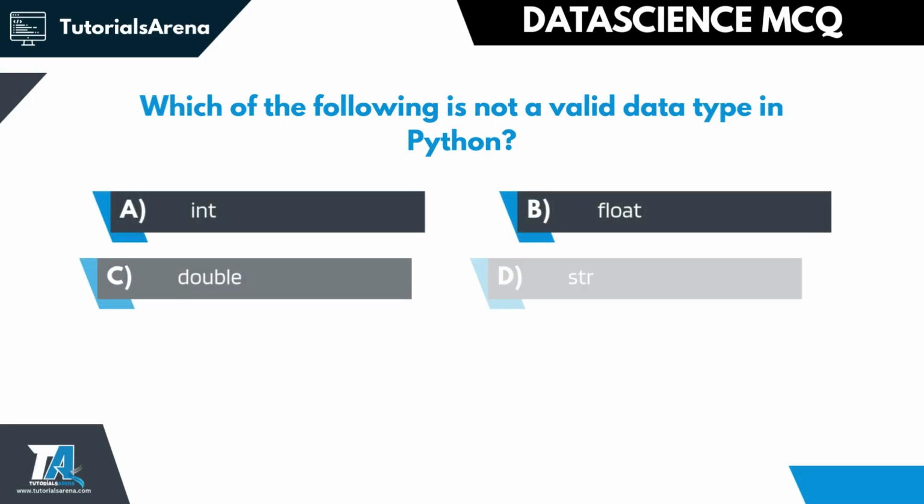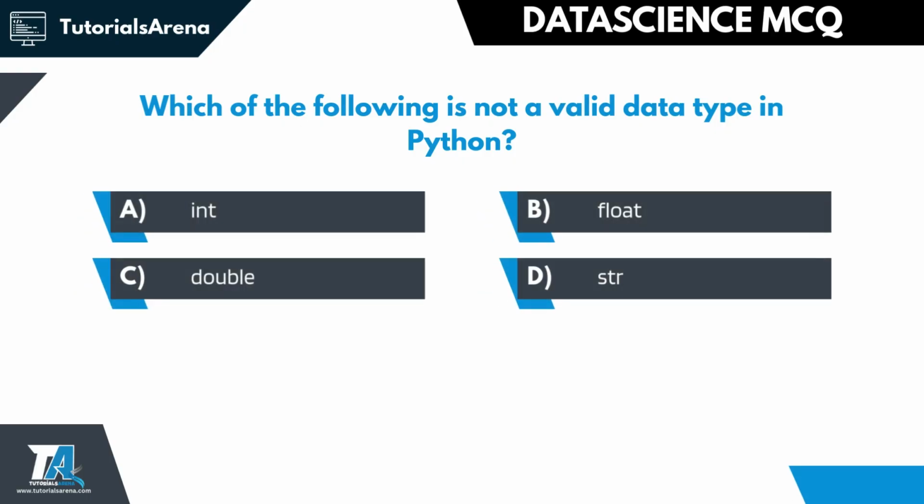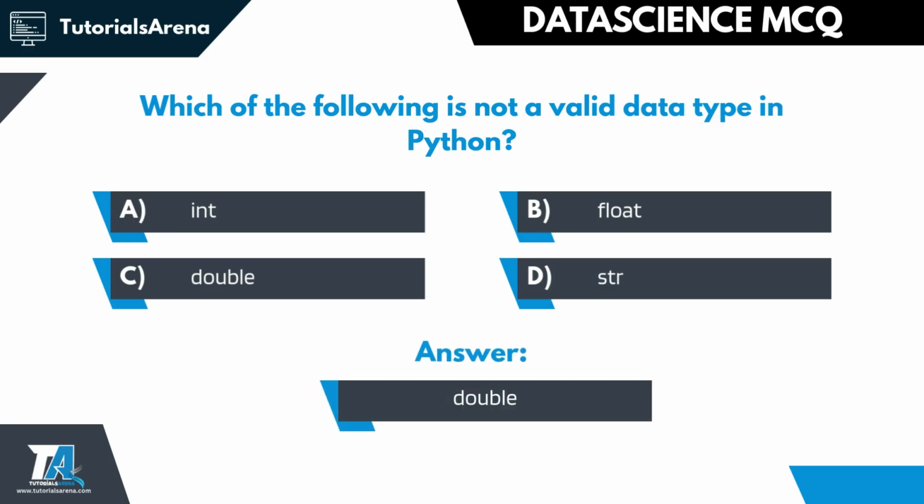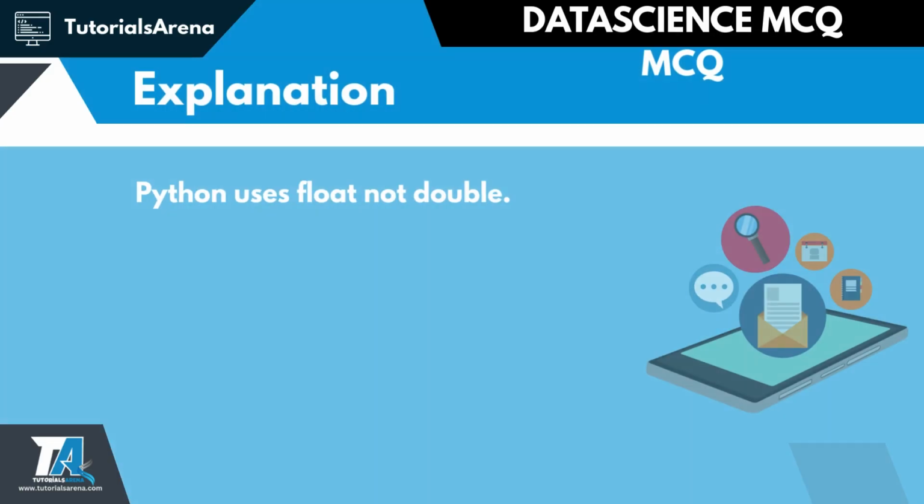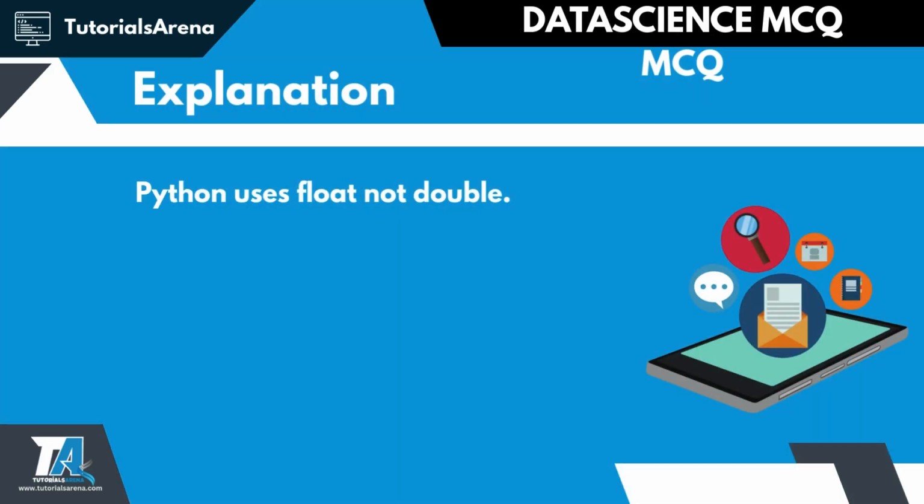Which of the following is not a valid data type in Python? The answer is option C, double. Python uses float, not double.